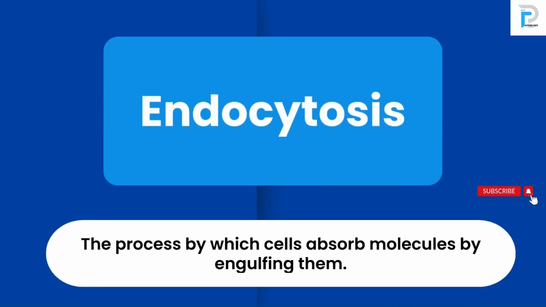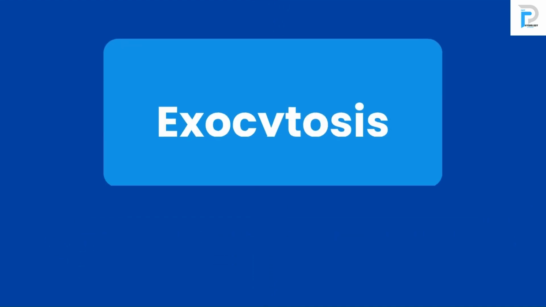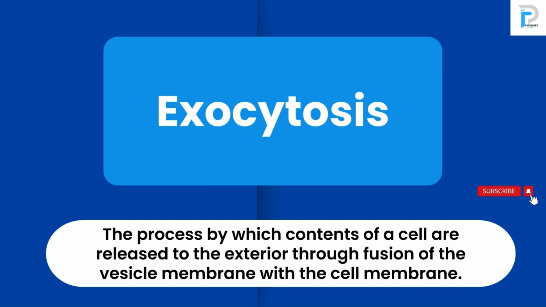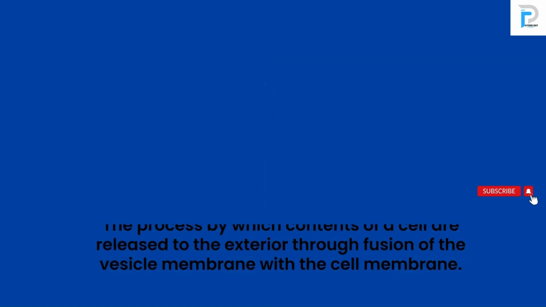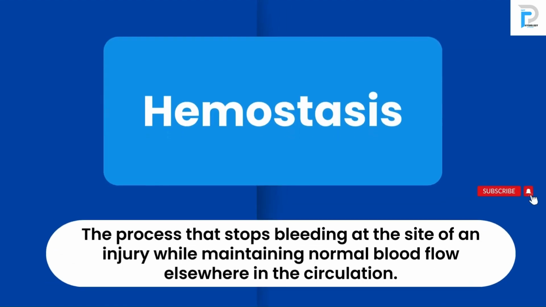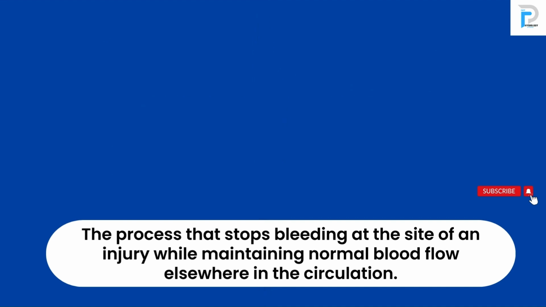Endocytosis. The process by which cells absorb molecules by engulfing them. Exocytosis. The process by which contents of a cell are released to the exterior through fusion of the vesicle membrane with the cell membrane. Hemostasis. The process that stops bleeding at the site of an injury while maintaining normal blood flow elsewhere in the circulation.